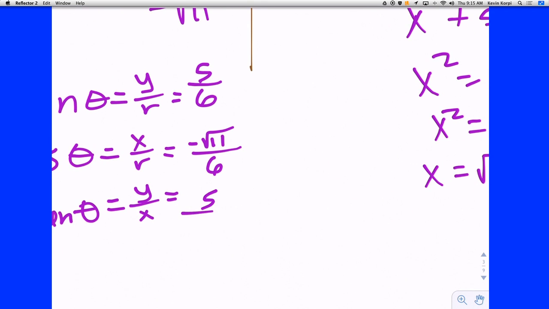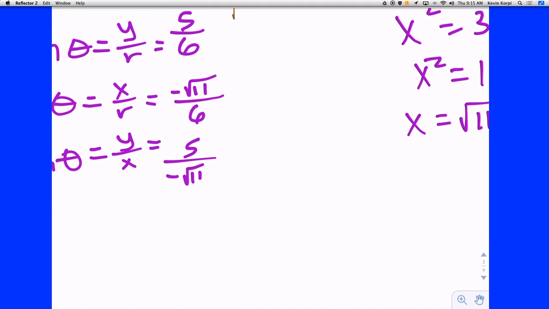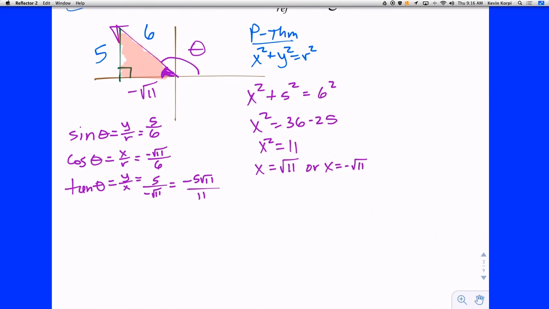Yeah, 5 over negative square root of 11. Now, that's not one that we want to leave. We want to get rid of the radicals from the denominator. So when I rationalize, and see if you can do this in your head, I get what? 5 square root of 11 over negative 11? Yeah. 5 square root of 11 over negative 11. You multiply by square root of 11 over square root of 11. Now, the negative, it doesn't matter if it's in the top or the bottom. I like to put it in the top. It doesn't really matter. The ratio itself is negative. So either the numerator is negative or the denominator is negative. All right, so there's those 3.